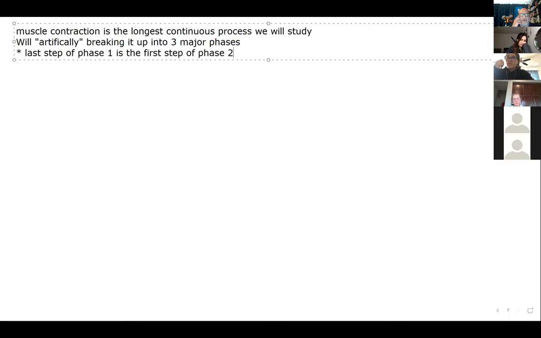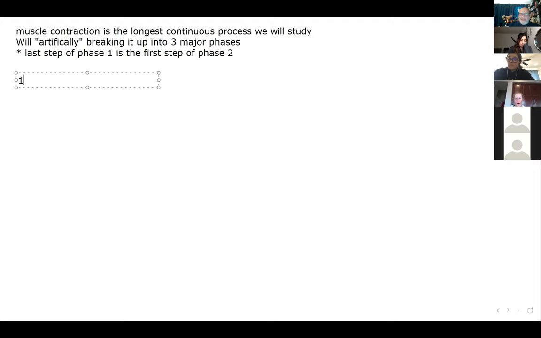Right. Because it's a continuous process, where one of these processes ends is where the next one is going to begin. So we're kind of artificially doing this because it's a continuous process, but rather than having to learn it all together, we're going to break it up into three pieces. And did we just do it randomly? We just closed our eyes and slapped it twice and got three pieces? No. We're going to do this in a meaningful fashion.